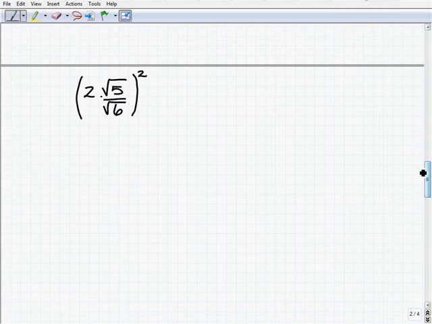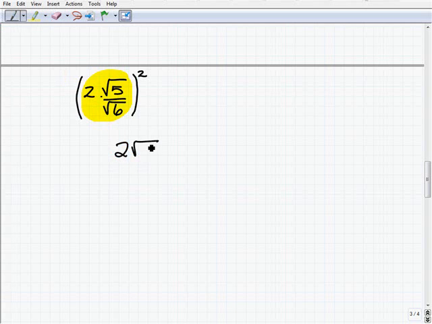Okay, so let's finish up with this particular problem. Here I'm squaring this radical expression, so I'm going to be multiplying 2 times the square root of 5 over the square root of 6 by itself. So let's go ahead and do that. 2 times the square root of 5 over the square root of 6. That's the same thing as this expression. Just notice that they're both the same.